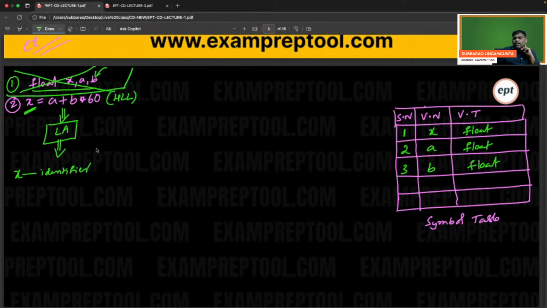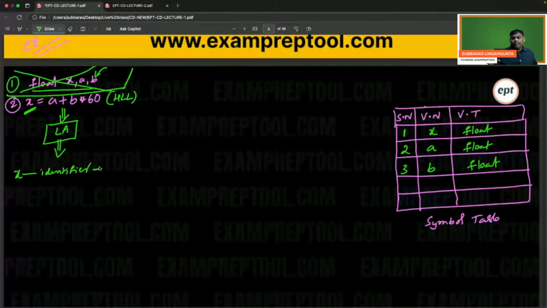The lexical analyzer is asking every person because, as the first phase of the compiler, it doesn't have any idea. Everyone comes and introduces themselves. Hello X, can you say something about yourself? X is saying that I am an identifier. Whenever X introduces itself to the lexical analyzer, it says, I am X, which is an identifier, a variable name.